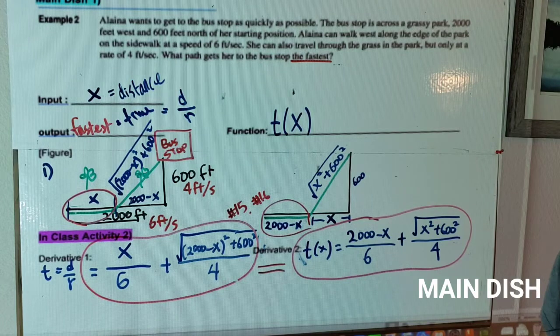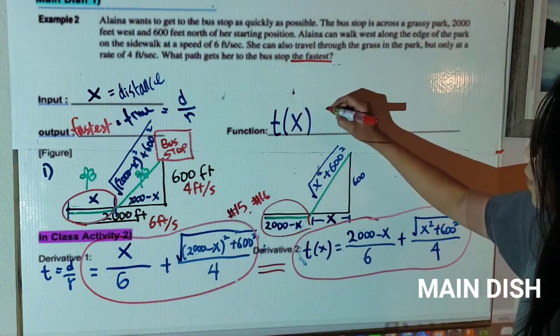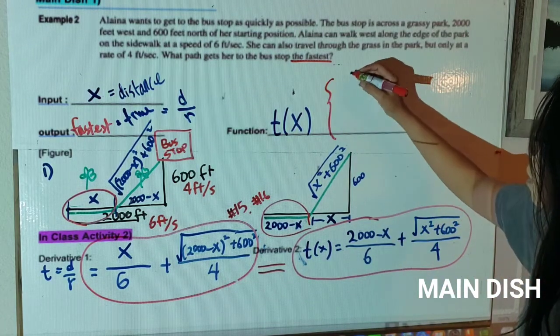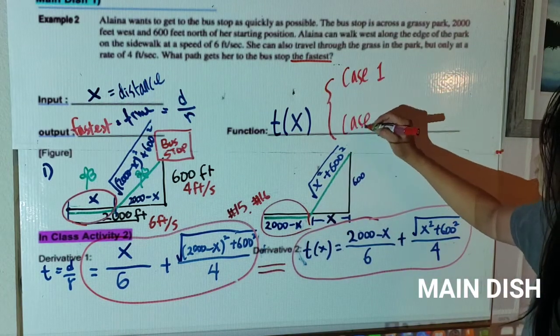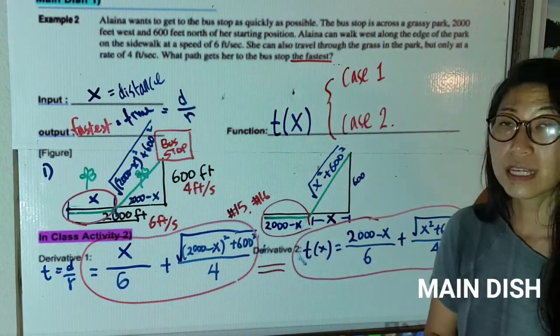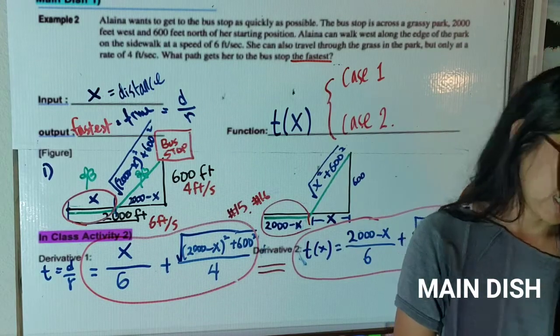Okay, so that's about the, oh no, that's about the main dish. And for the function, you can have two cases. So that is case number 1, and then there's a case number 2, and both will give me the same answer after subtracting. Okay.